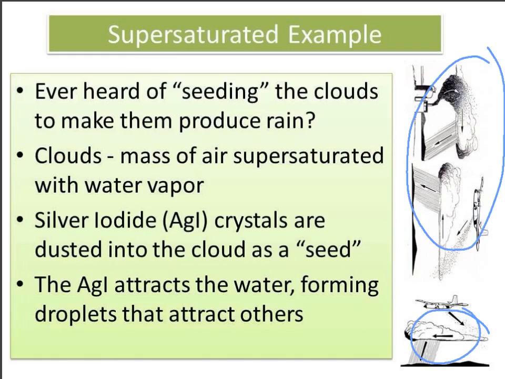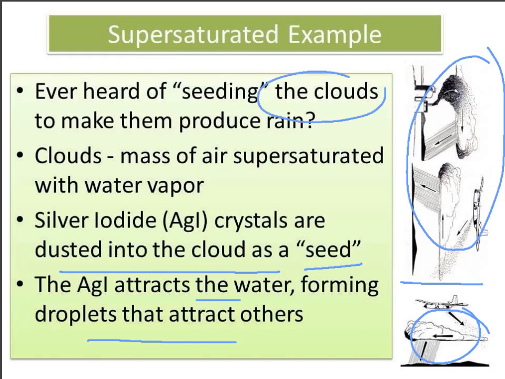And in order for these crystals to be seeded or to form water particles, silver iodide crystals are dusted into the clouds as seed. Out of that, the silver iodide attracts the water, forming droplets that attract others. So, if ever you see around you airplanes dropping silver iodide in the sky, for example, towards the clouds, they are doing what we call cloud seeding.